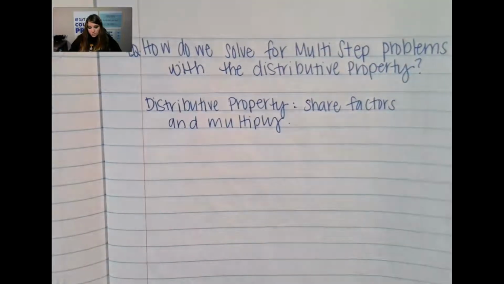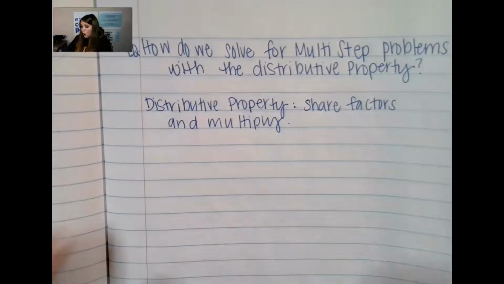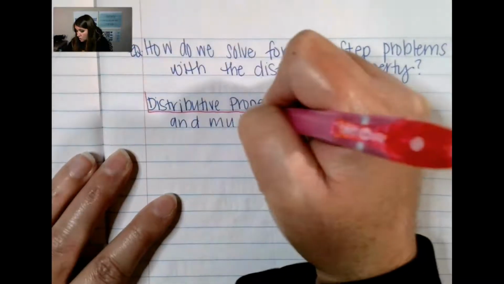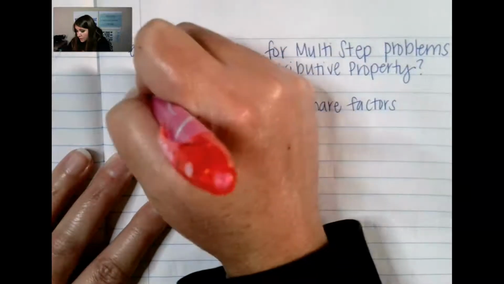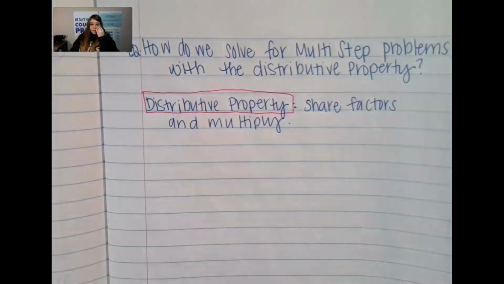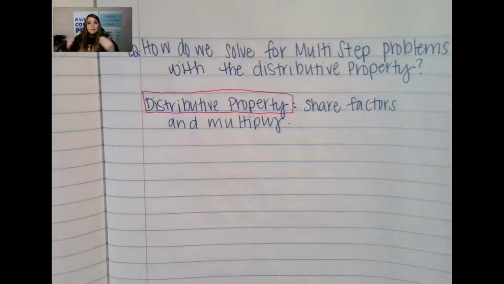Okay? We're also going to be looking at not combining things that are not the same. So in the distributive property, sharing means caring. That's what it means. So you are going to be distributing or giving out, sharing one factor with another so that you can solve what's inside.